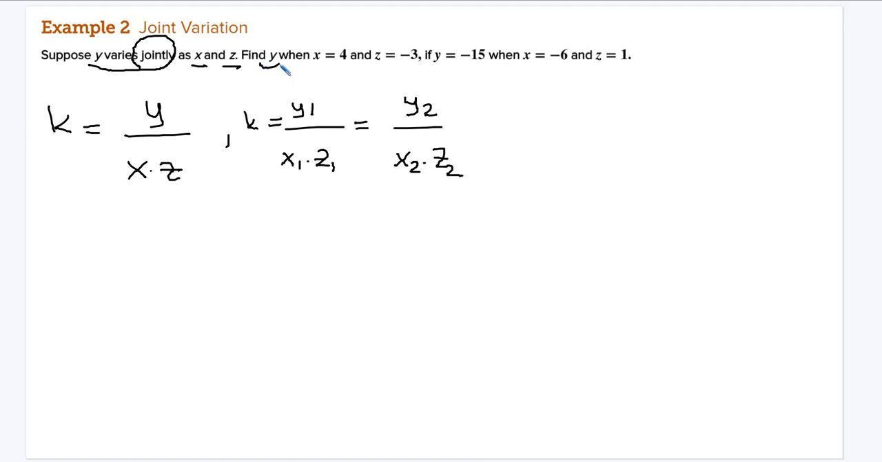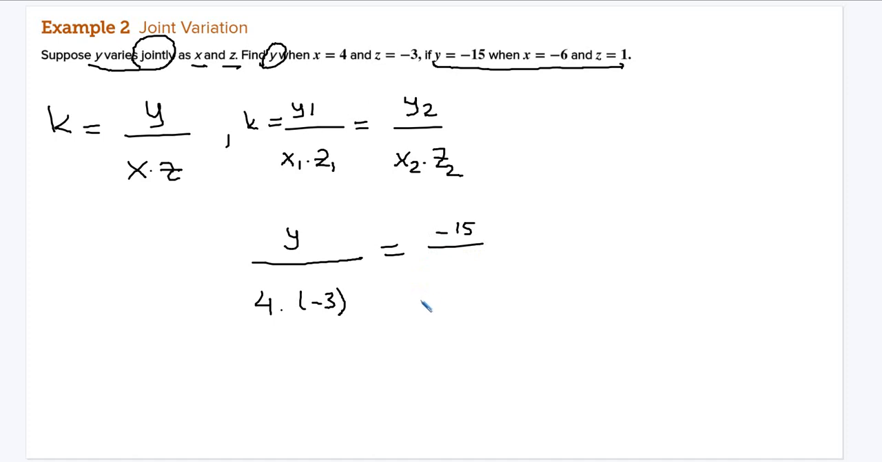Alright, find y. Looks like we are looking for y. So I will say just y, or y1, however you say, over x1, that's the first number, here is 4, and z is -3 here. It should be equal to the second numbers of each this time. We have y is equal to -15 over -6 times 1, since x is -6, z is 1. There we go. We will just solve this one. You know how to do that. It's basic math after this.